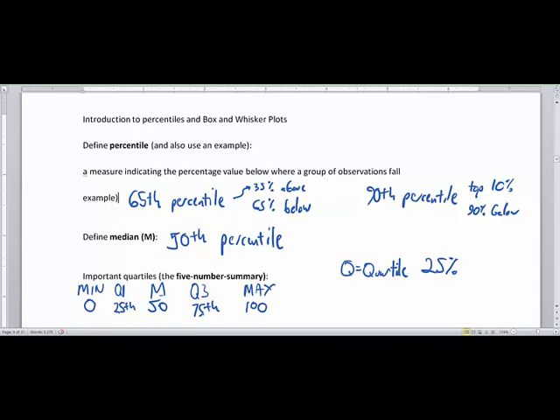Or another way to put it is 1 out of 4 is higher than this score, and 3 out of 4 are lower than this score. And in this case, you'd have 3 out of 4 is higher than this score, and 1 out of 4 is lower than this score.